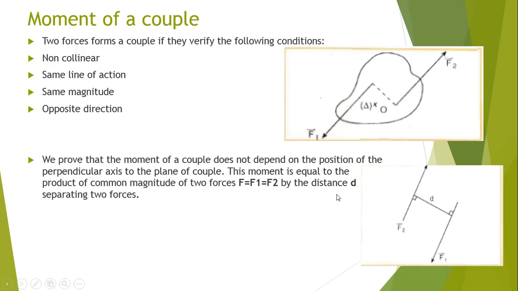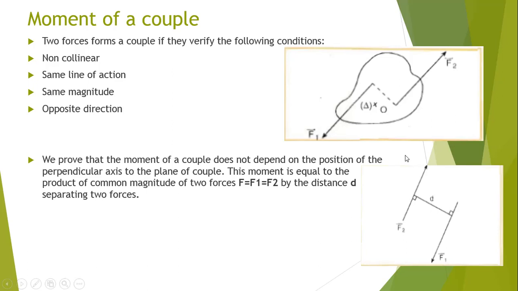The moment of a couple, in this case, we prove that the moment does not depend on the position of the perpendicular axis to the plane of the couple. This moment is equal to the product of the common magnitude of the two forces, since in the conditions the two forces should be of the same magnitude. So F1 equals F2 equals simply F. So the moment of the couple is calculated by the product of the common magnitude F by the distance separating the two forces, or the distance separating the two lines of action relative to F1 and F2.